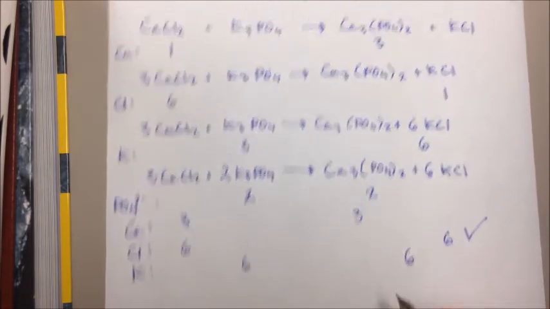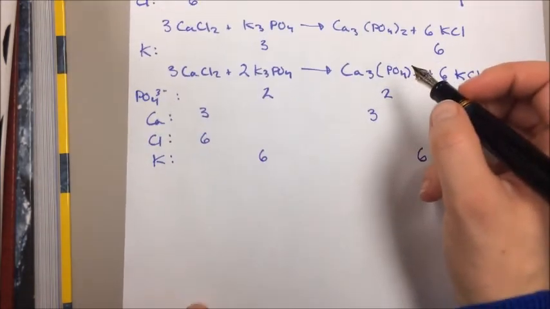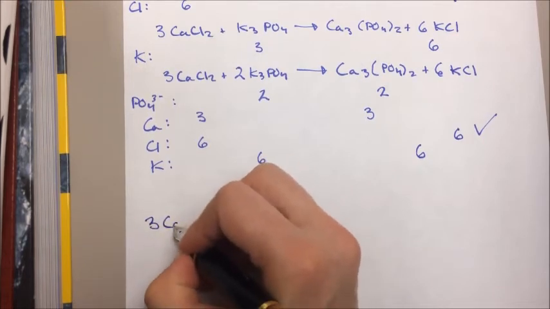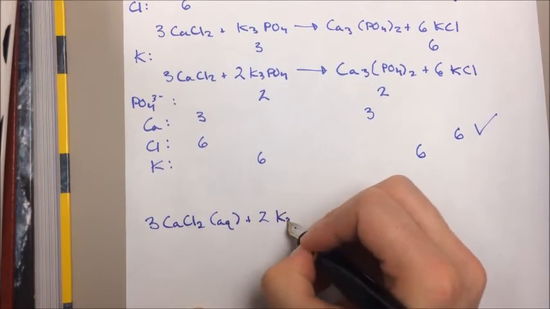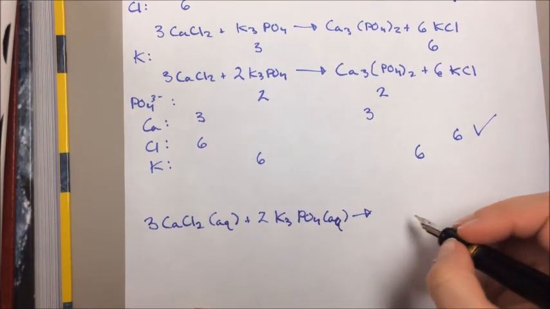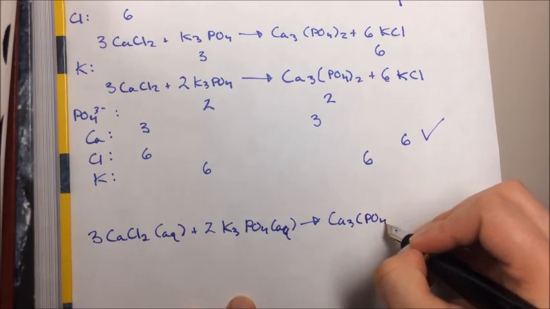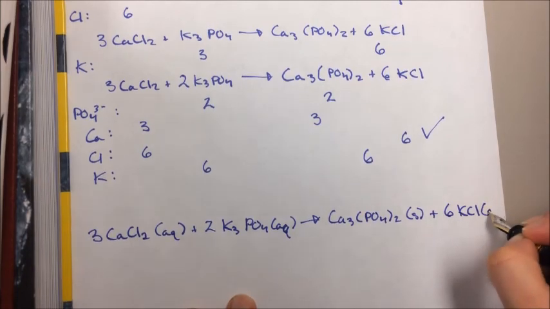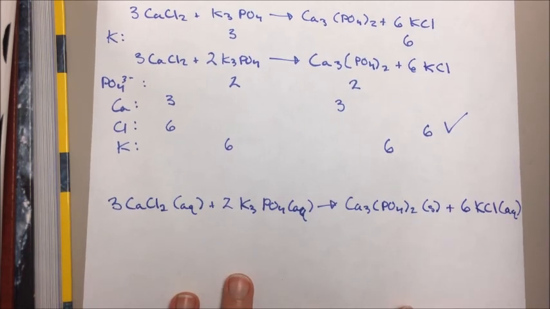Now we just need to rewrite it, including the indicators of state we figured out at the top of the page. So our final balanced equation is 3 calcium chloride aqueous plus 2 potassium phosphate aqueous becomes 1 calcium phosphate solid plus 6 potassium chloride aqueous. And that is how you balance an equation with indicators of state.